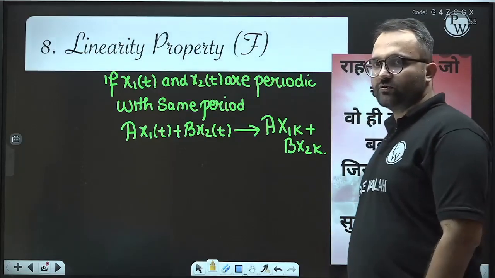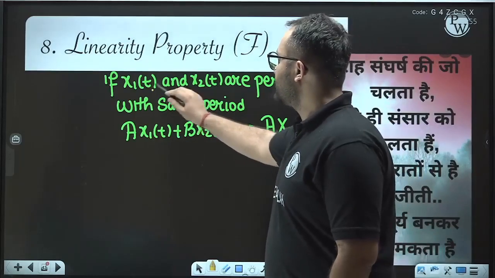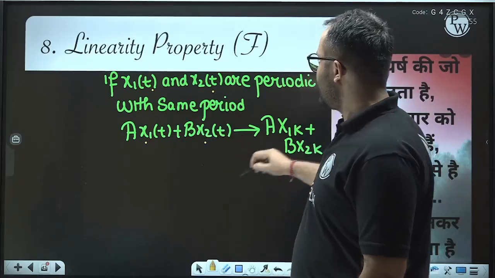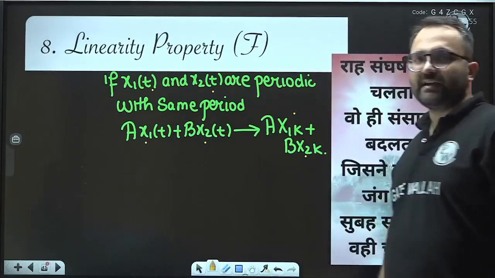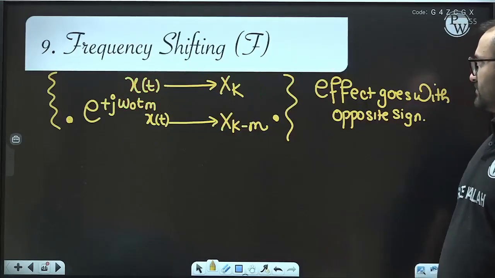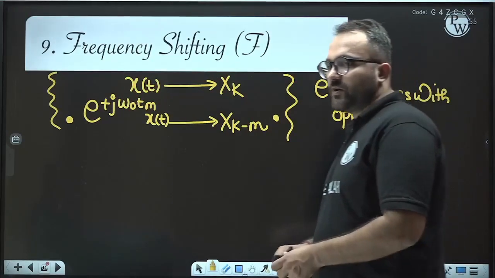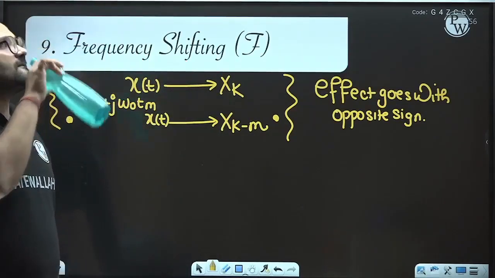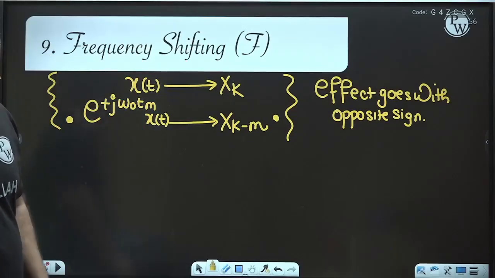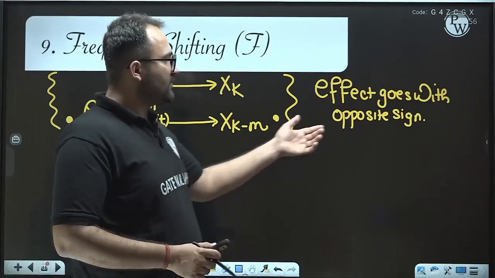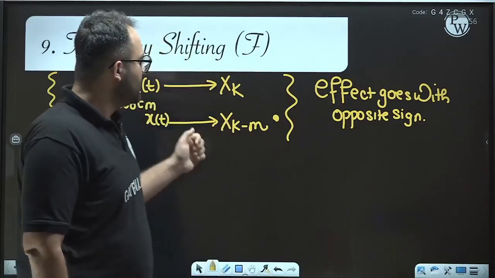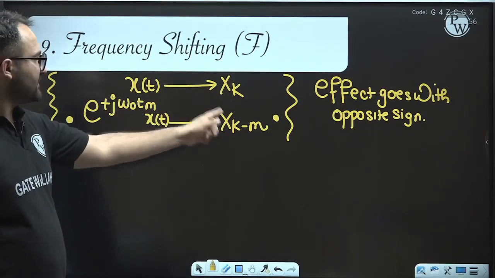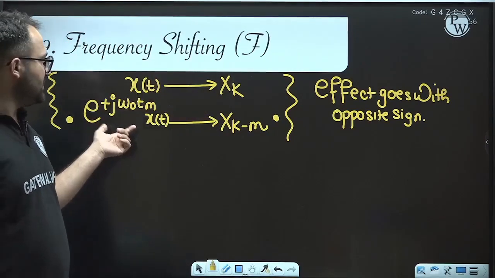This property is not used generally. Linearity property is also not much used. The property says that if x1t and x2t are periodic with the same period, then a times x1t plus b times x2t gives us the Fourier series a times x1k plus b times x2k. Frequency shifting property is also not much used, but the only thing you have to remember is that in frequency shifting, the effect goes with the opposite sign. That is, if xt has Fourier series coefficient xk, then xk minus m goes with the opposite sign, so minus m will go with plus m: e to power j omega naught m t times xt.